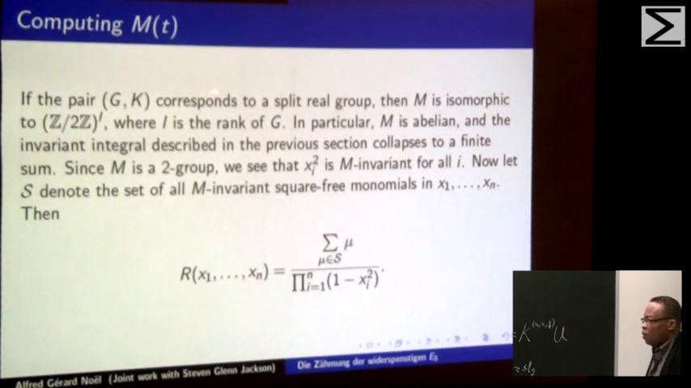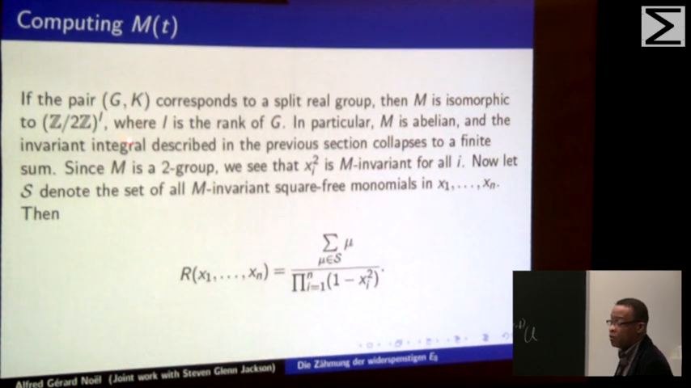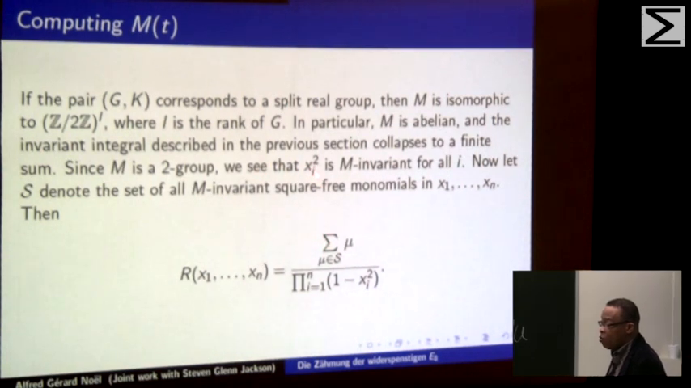So when you work in the split group, or the split real group, in this case you know for sure that M is not only abelian, but it is isomorphic to a product of Z2s. So the invariants that you have, because of that, the integral sign that we have now because of the summation, and also the xi squared, they will all be M invariant, because you do it twice, you get it back, Z2s. So you can get them out, so you will be interested in the M invariant square monomials of that sort. So that's the basic idea.